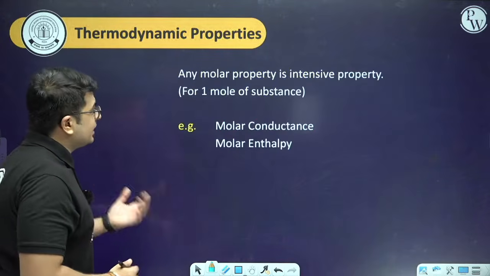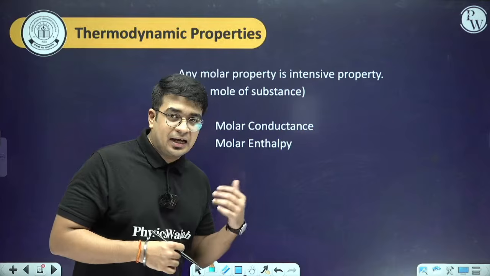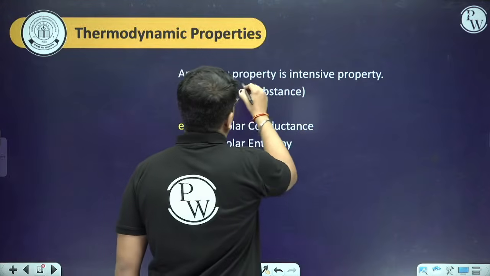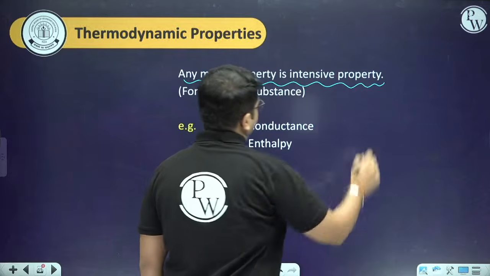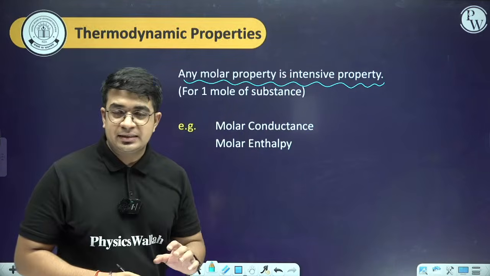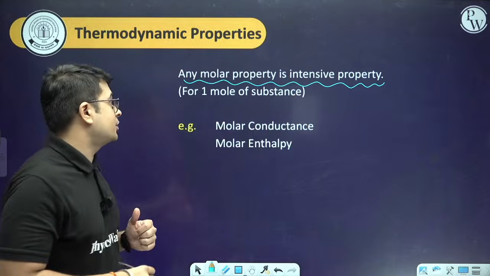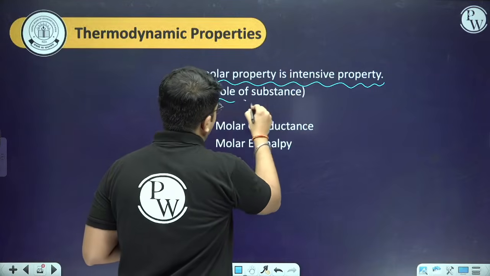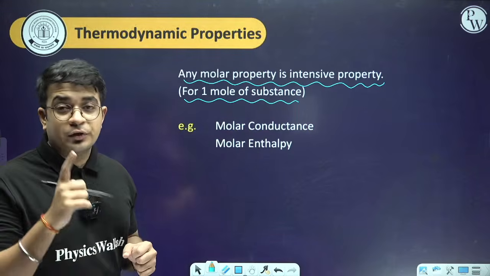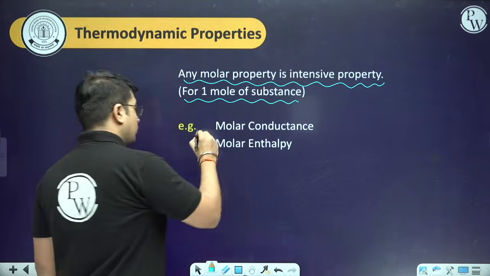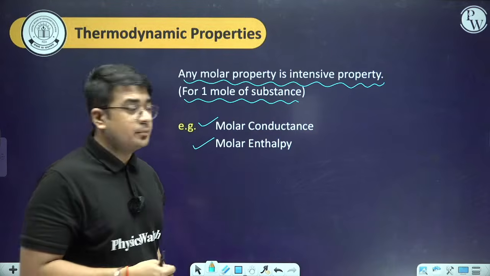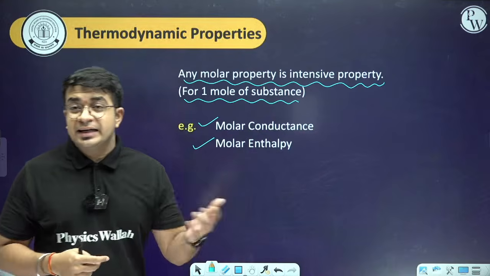In the same way, if I talk about certain other properties, we have a specific term. Any molar property is an intensive property. We are going to learn that part, how these molar quantities are always intensive in nature. Basically, if I am defining a particular quantity for 1 mole of substance, that is going to be an intensive property, like molar conductance, like molar enthalpy, like molar heat capacity also.